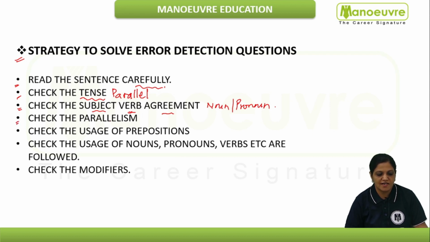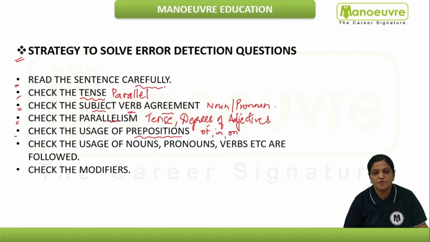Next is check the parallelism. It can be in terms of tense as we discussed, and it can also be regarding the degrees of adjective that we have to take care of. We have to check that everything is going parallel. Next is check the usage of prepositions, like of, in, on. We need to check that appropriate prepositions are used in the sentence. Next is check the usage of nouns, pronouns and verbs, that they are properly used in the sentences.